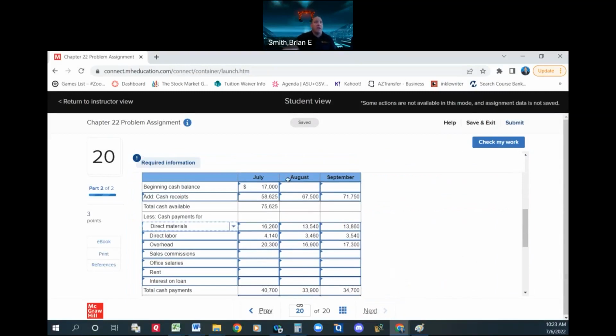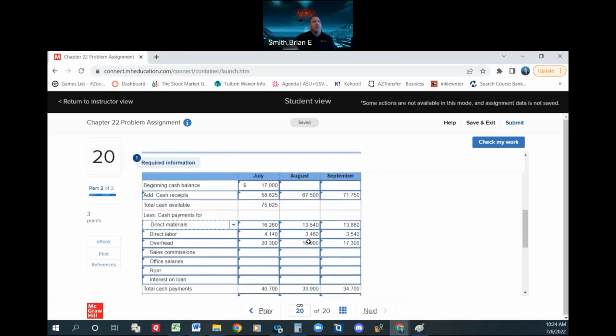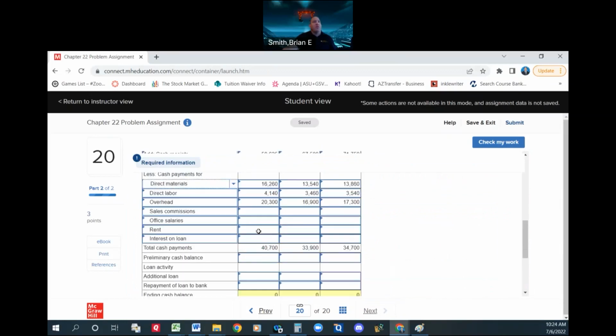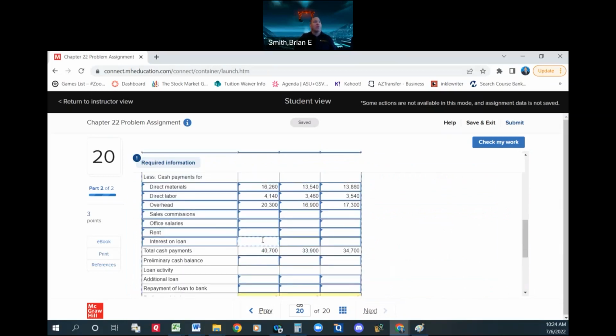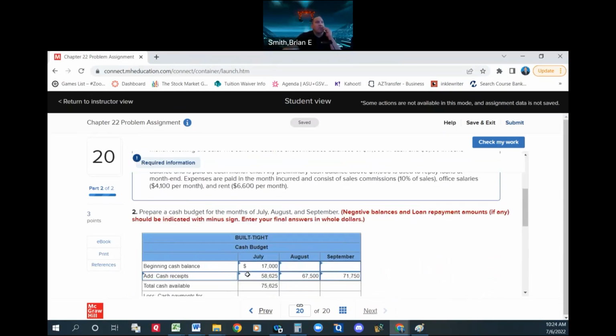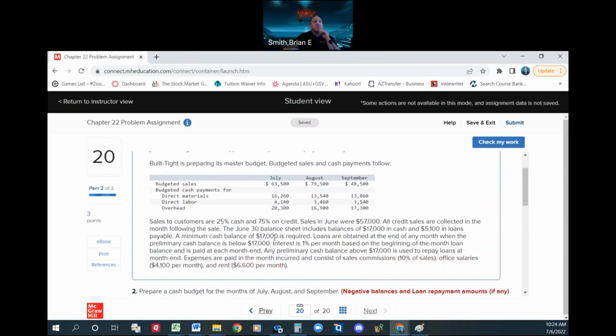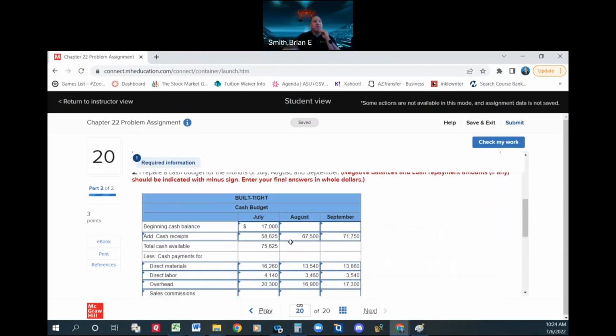Okay, we won't know these beginning cash balances until we calculate the ending cash balances here. Interest is 1%, so we can do that now. That's $51 for interest. Okay, I'm sorry, I'm kind of bouncing around a bit here just because I know what I'm looking for. Now we're looking for sales commissions. It's 10% of sales. So we're going to take 10% of all of our sales.